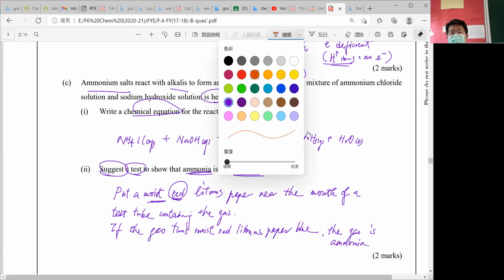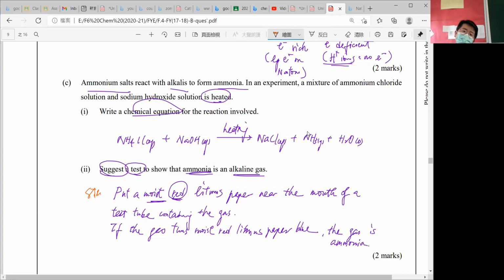The first part is about the step, while the second part is on observation. Remember the color change. What are the key points? Moist red litmus paper, and that is the key point. Without any single word here, the whole thing will not be counted as 1 mark. Okay.